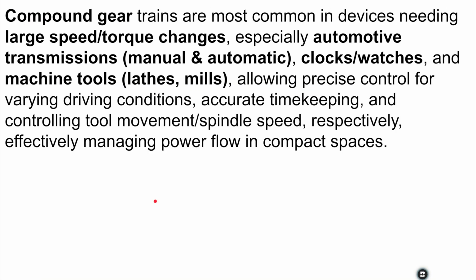Compound gear trains are most commonly used in devices needing large speed or torque changes, especially automotive transmissions. This could be either manual or automatic, clocks and watches, machine tools, allowing precise control and varying driving conditions, accurate timekeeping, and controlling tool movements and spindle speed, respectively. And this effectively manages power flow in a compact space. And that's why we use compound gears.